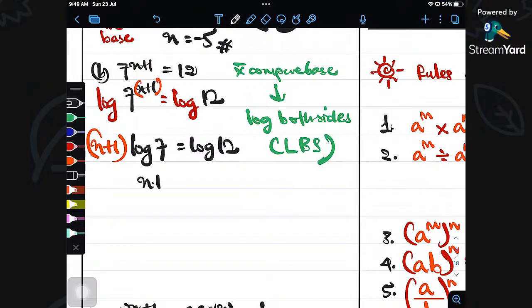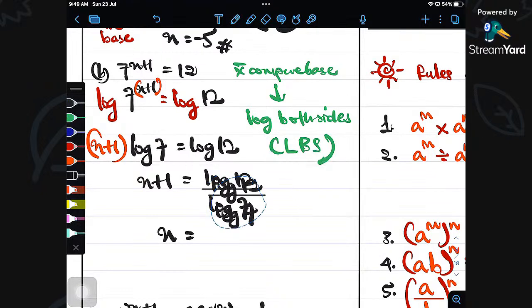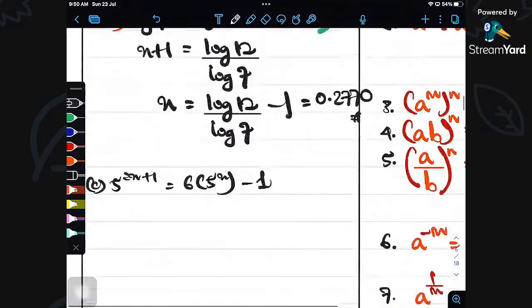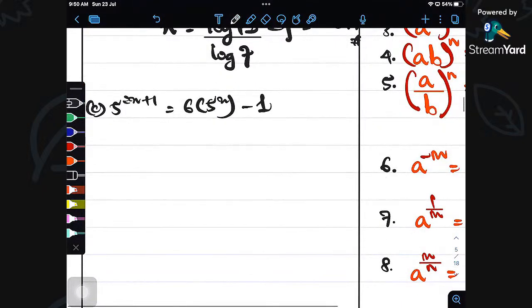Therefore, the answer is x plus 1 is equals to log 12 divided with log 7. Okay? And final answer is x equals to log 12 over log 7, jangan lupa tolakkan dengan 1. You akan dapat jawapan 0.2770. Done.